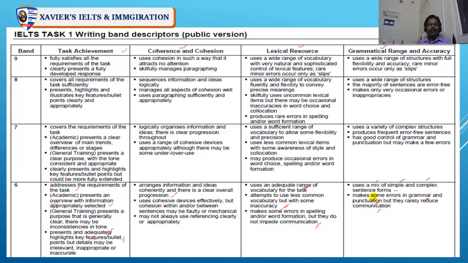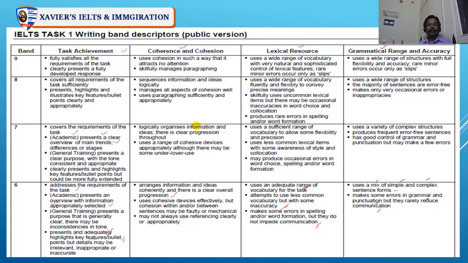So similarly, let's see what the other bands say and what the differences are. See, in Band 7: covers the requirements of the task. For academic, presents a clear overview of main trends. See, the word main trends is used here, which is missing in your Band 6. Main trends means, if there are any high or low figures, dramatic or drastic changes, or any things common to all, that type of thing you have to include. If you are including that, then your task achievement is 7.